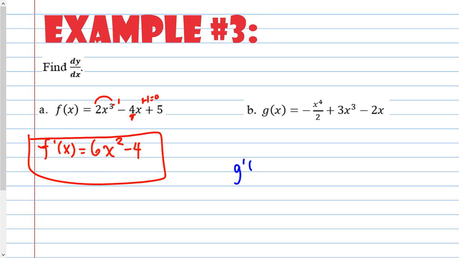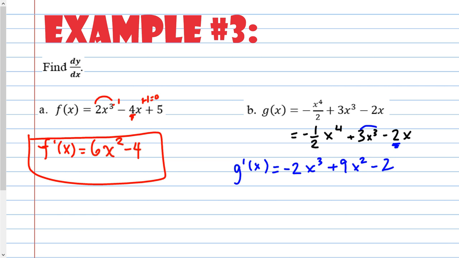All right, b. So g prime of x equals, oh look, a fraction. Maybe your eye needs to see it like this: negative 1/2 x to the 4th. Okay, maybe that's friendlier, right? So now, let's see, 4 times negative 1/2 is negative 2 x, and then subtract 1, so 3. Plus 3 times 3 is 9 x, and then squared. Minus, it's just a number in front of the x, 2. And there you go.